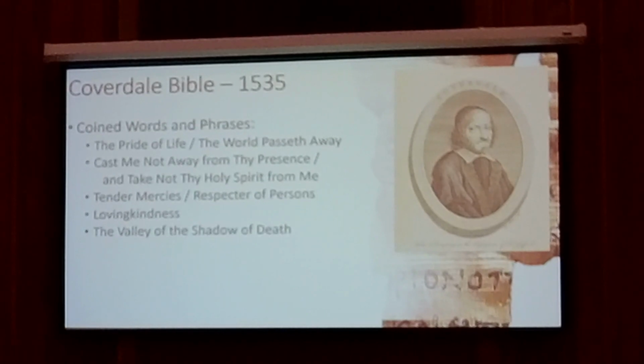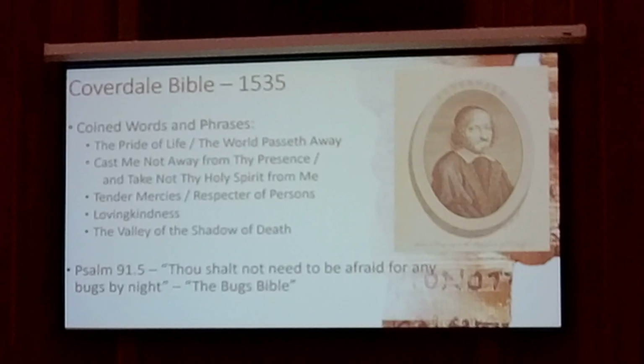It was not, though, without head scratchers. In Isaiah 24:9, he put, the beer shall be bitter to them that drink it, which some people thought was interesting. And this one in particular, Psalm 91:5, thou shalt not need to be afraid for any bugs by night. That one tickled the fancy of some people, and the Coverdale Bible actually became known to some people as the Bugs Bible. That's the way that they talked about it, because of his translation of Psalm 91, the Bugs Bible.